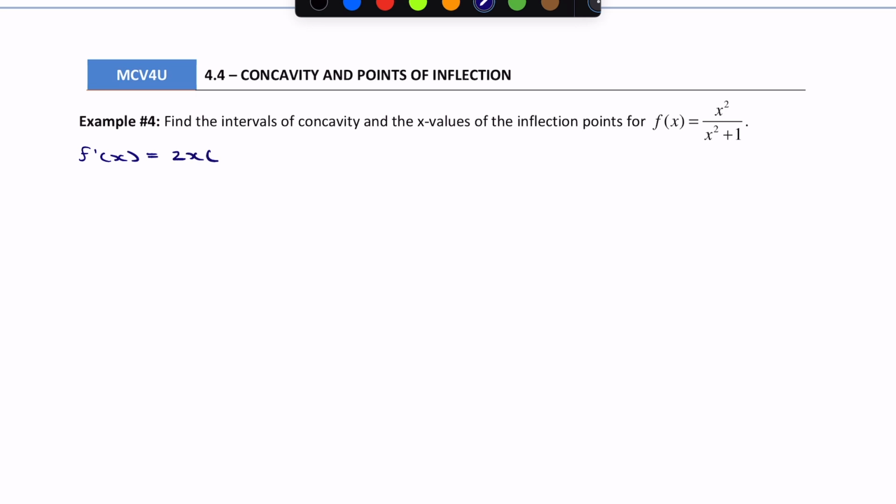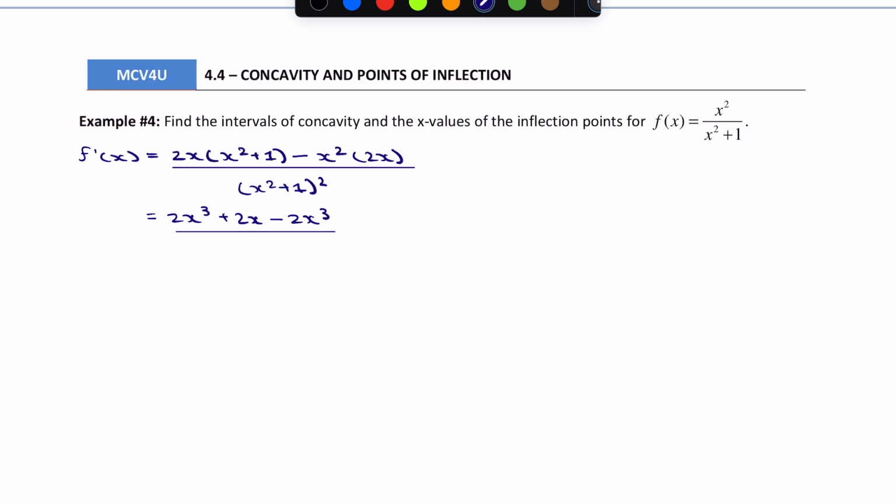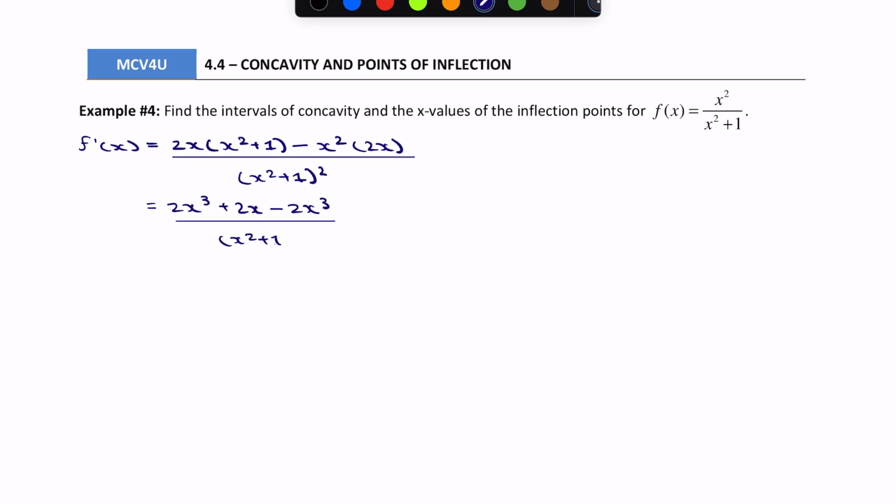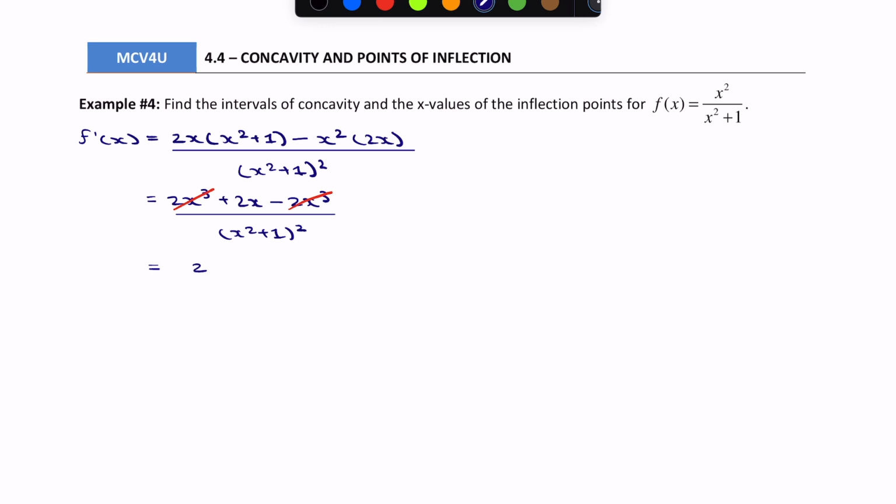So derive the top, keep the bottom, subtracted by the top, so keep the top, and derive the bottom, which is 2x, and then the bottom squared, so x squared plus 1 squared. Here, if we expand this out, we get 2x to the power of 3 plus 2x minus 2x to the power of 3 over x squared plus 1 squared. So here, the 2x to the power of 3 will cancel out. And so here we'll be left with 2x over x squared plus 1 squared.